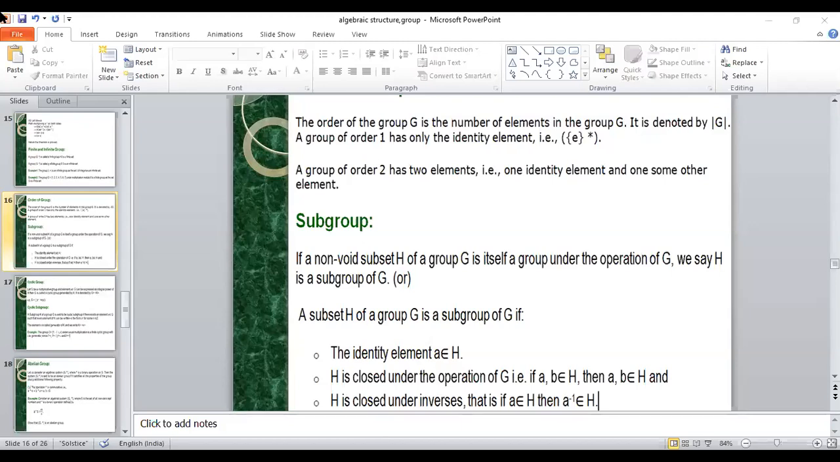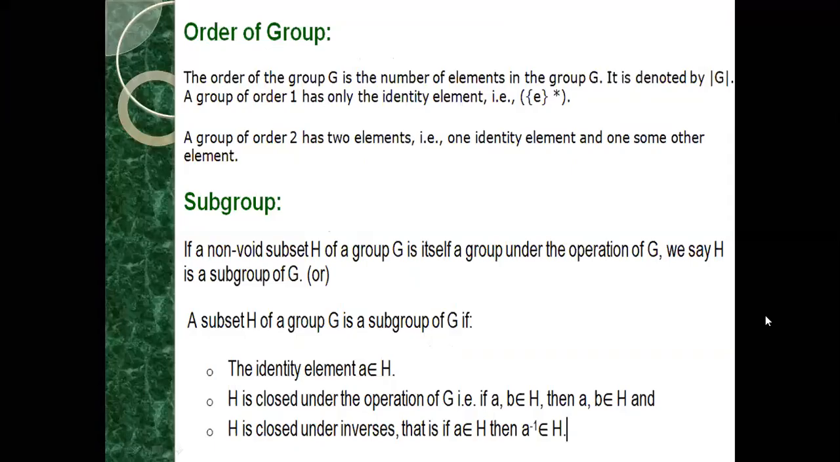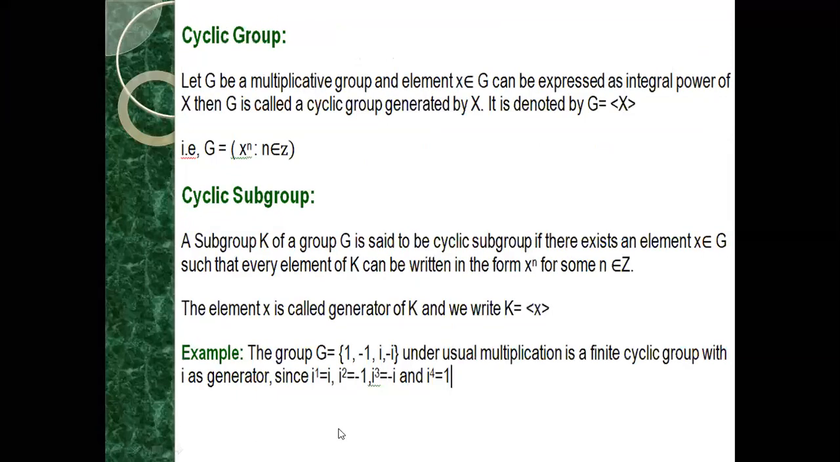So next one, cyclic group. Order of a group and subgroup. Next one, cyclic group. Okay. So let G be a multiplicative group and an element x belongs to G can be expressed as an integral power of x. Then G is called a cyclic group generated by x.